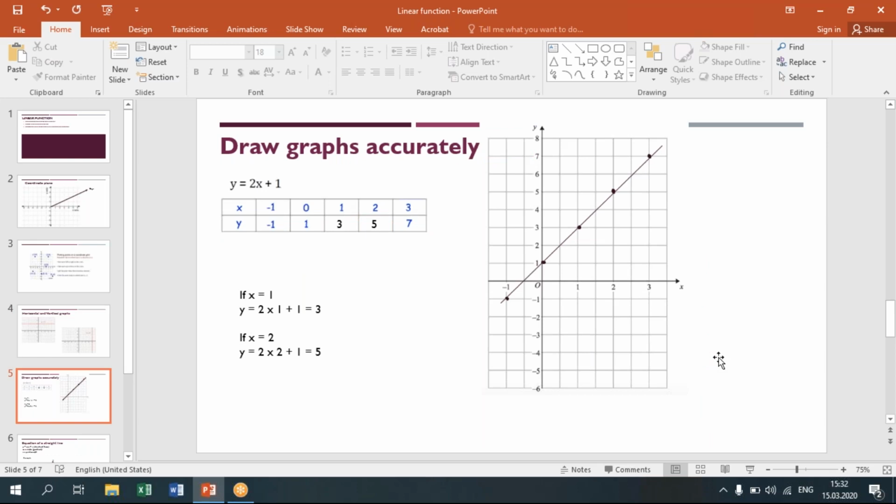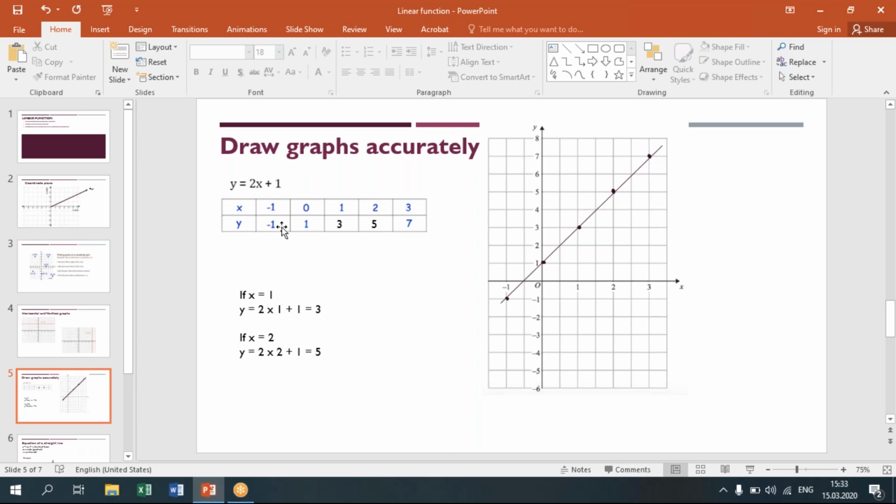How to draw graph accurately? For example, we have some function y is equal to 2x plus 1. If they ask you to draw graph accurately, it means you have to use this table. In this table for x, you can use any values which you want. But there is given -1, 0, 1, 2, and 3. Actually, it's enough if you use -1, 0, and 1, but again, they also gave you more values.